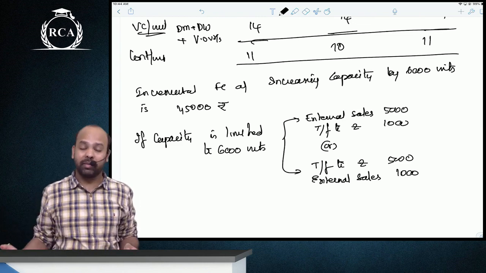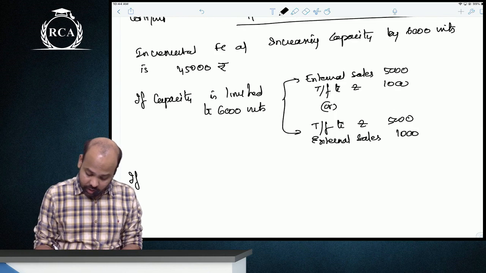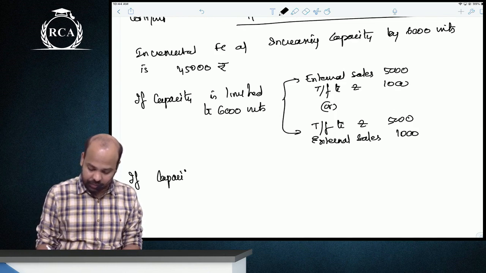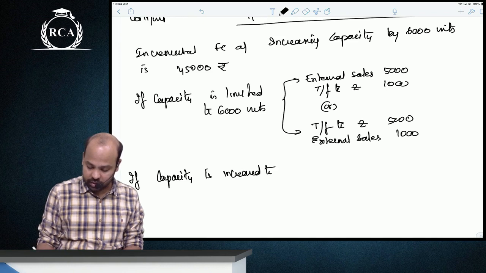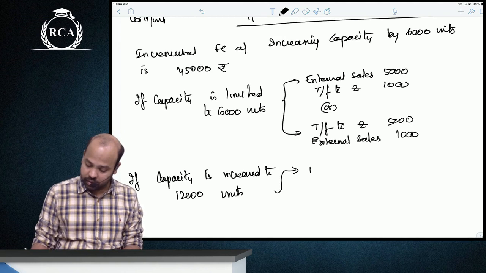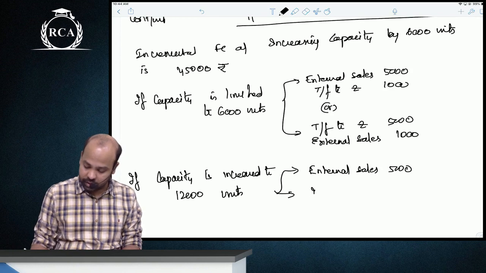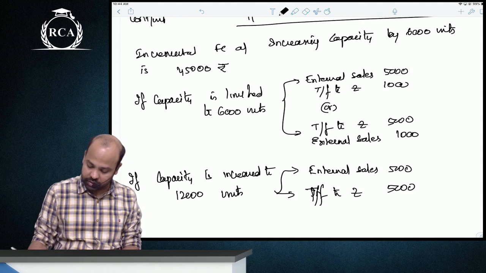So it doesn't make a difference, guys, whether they're transferring to division Z or selling in the external market. If capacity is increased to 12,000 units, they will obviously sell in the external market. There will be external sales of 5,000 units, and transfers to Z of 5,000 units.